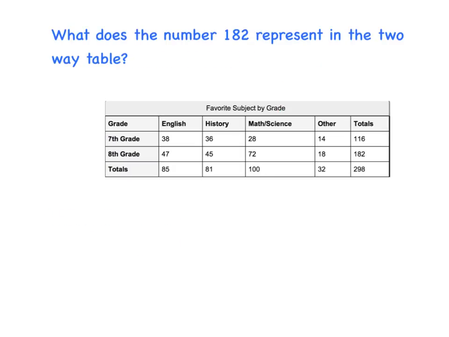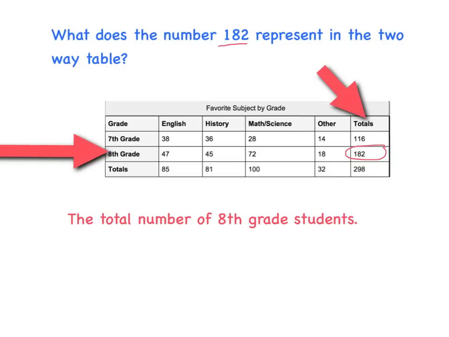We are being asked what the number 182 represents in the two-way table. If we locate the number 182 in the table, we see that it falls in the total column and the 8th grade row. That means that the number 182 represents the total number of 8th grade students.